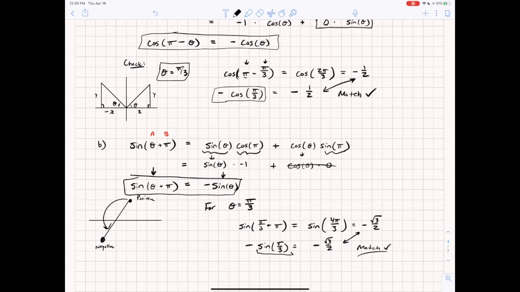All right, so hopefully the visual kind of makes sense here. If not, hopefully the work does in and of itself. And if you want to check this with a different angle, you can. Choose pi over 4, choose 5 pi over 4, and go through and evaluate it and see if the two things hold true or not.